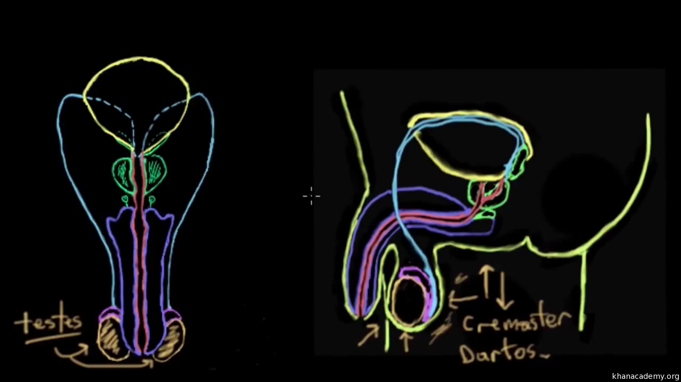In addition to that, you get muscle growth, and you also get a deepening of your voice. Next up, we have the epididymis, and I'll just color those in. Those sit right on top of the testes on either side.